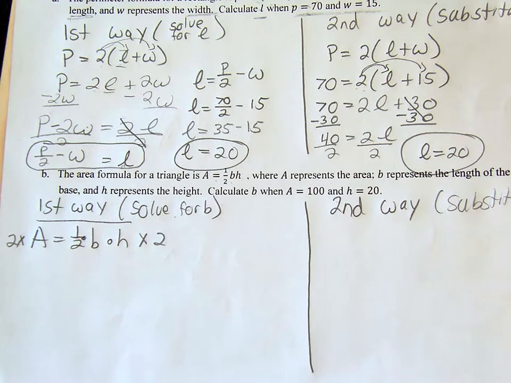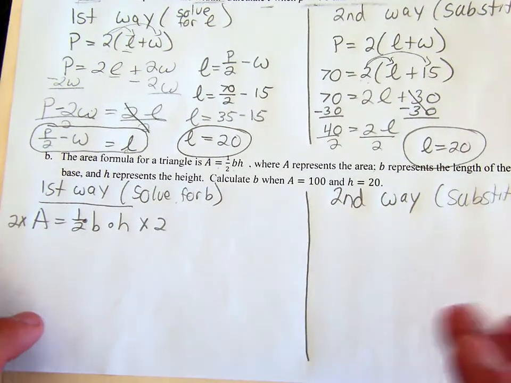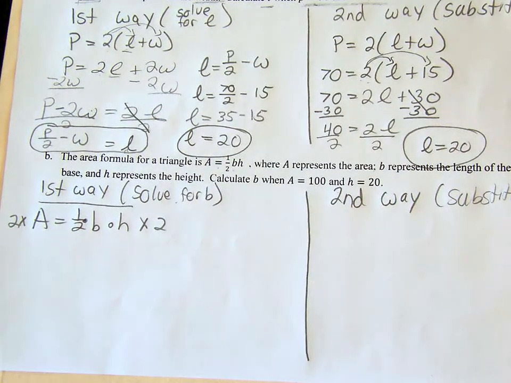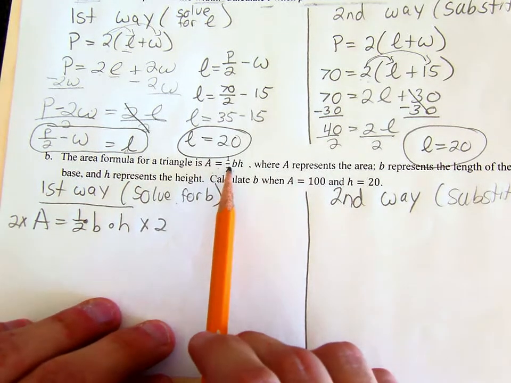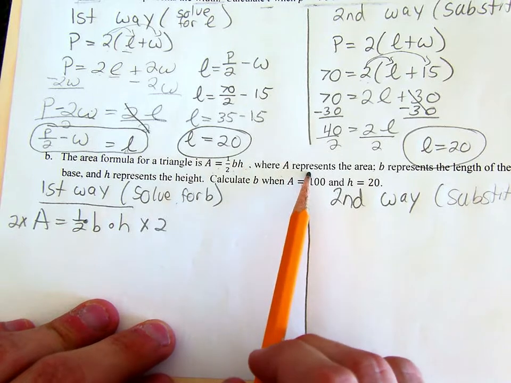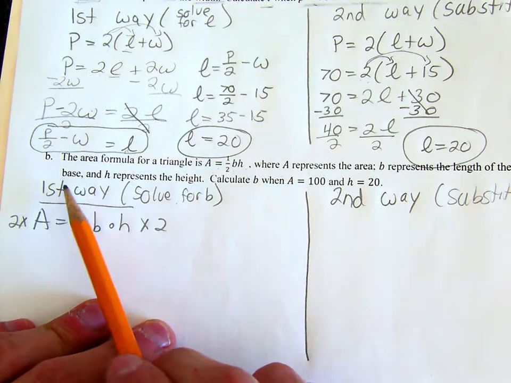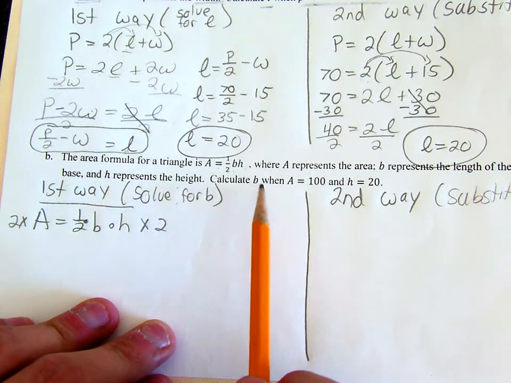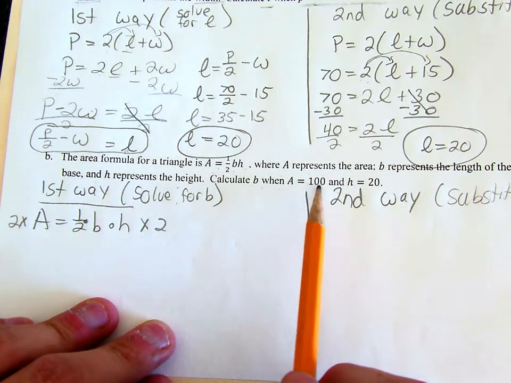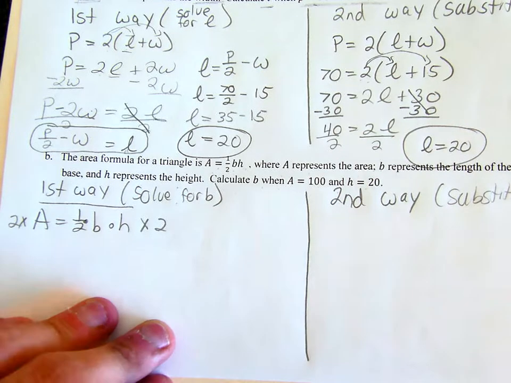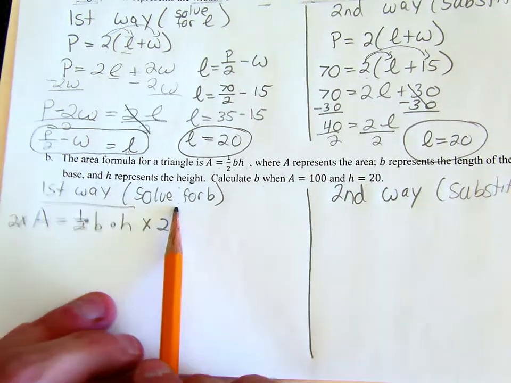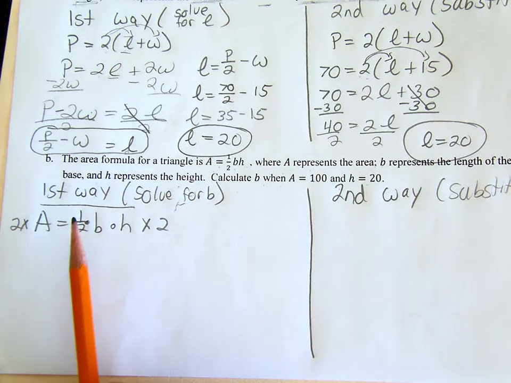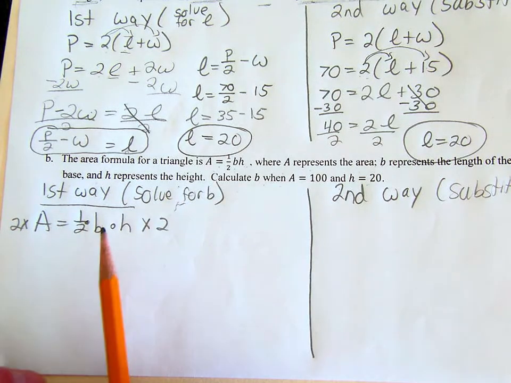Okay, so this is part 2 of lesson 19. For part B, it said the area formula. Just to recap, the area formula for a triangle is area equals 1/2 base times height, where A represents area, B represents the length of the base, and H represents the height. They want us to calculate base when area is 100 and height is 20. The first way, we're going to solve for B. So first we'll try to get this B by itself.